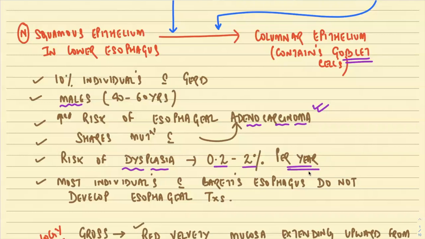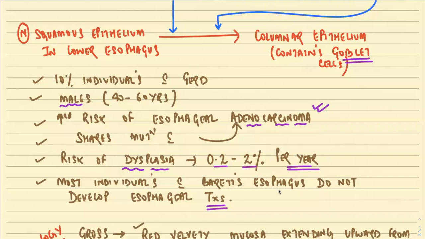Now, most individuals with Barrett's esophagus do not develop esophageal tumor. This is a very important point that we need to understand. So what does this point tell us? This point is telling us that most of the Barrett's metaplasia will not end up developing esophageal tumor. So this is a very important thing.